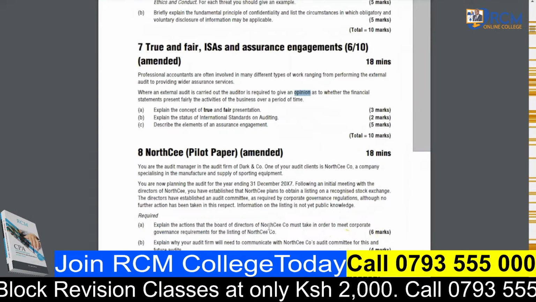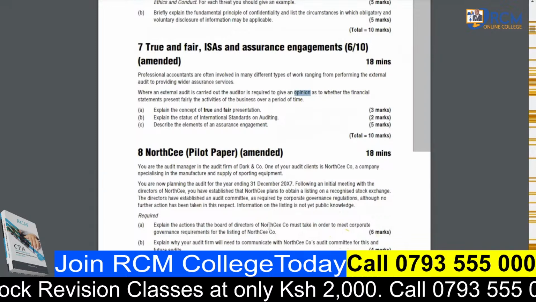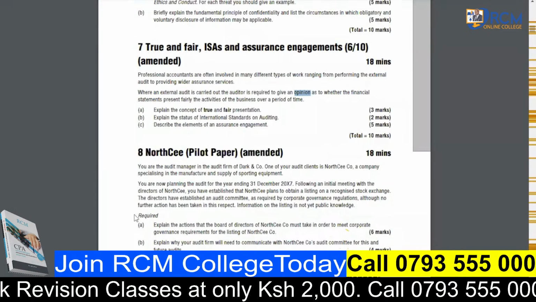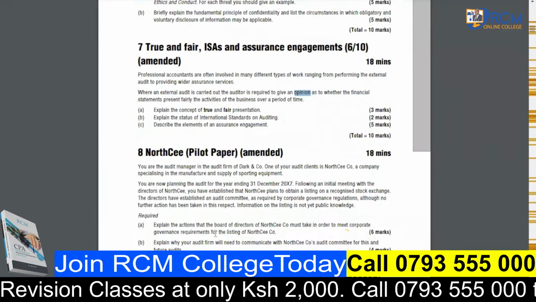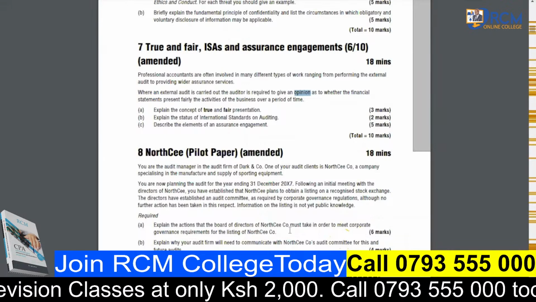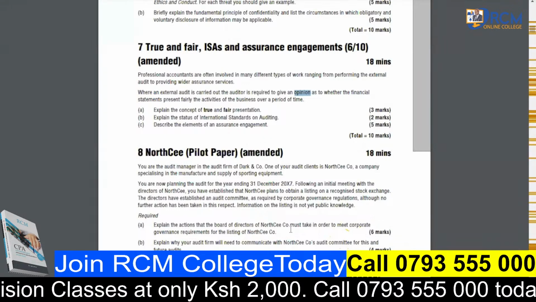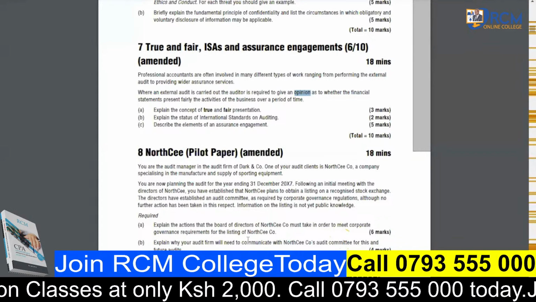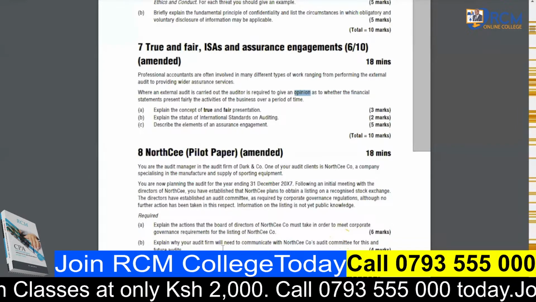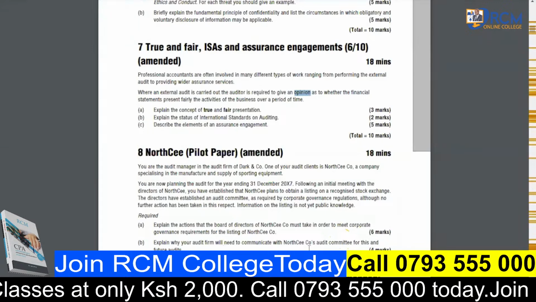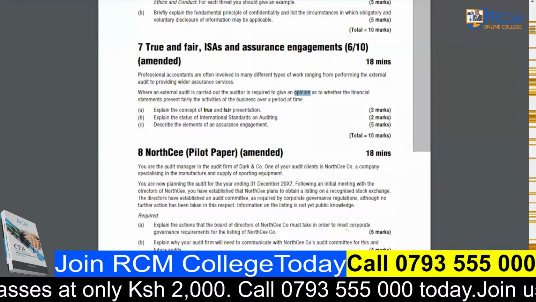Now, corporate governance is an area that is quite important, ladies and gentlemen. Look at this short question required here. Explain the actions that the board of directors of North Sea Company must take in order to meet corporate governance requirements for the listing of North Sea Company. Explain why your audit firm will need to communicate with North Sea's audit committee for this and the future audits.